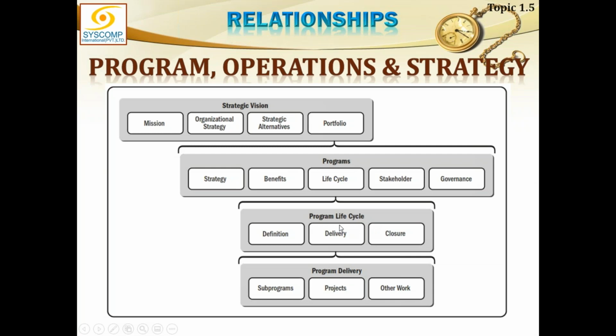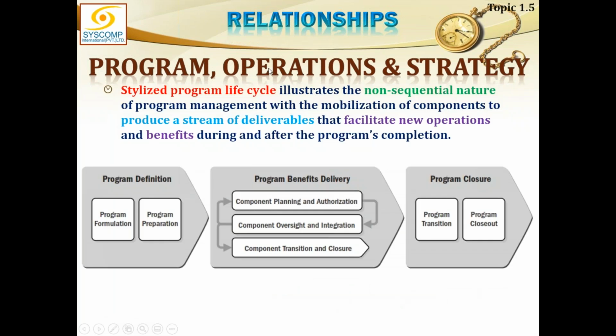Under the program, there is a program life cycle, which is defining program definition, program delivery, and program closure. And within the program life cycle, there is a program delivery, that is subprograms, projects, and other work. So you see, this diagram also, up to some extent, translates the organizational strategy down to the program outputs or program delivery.